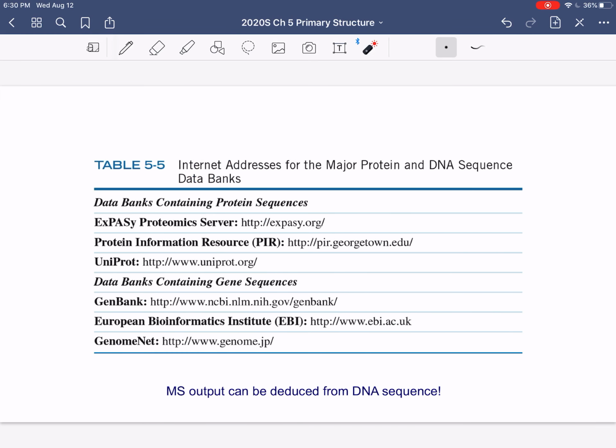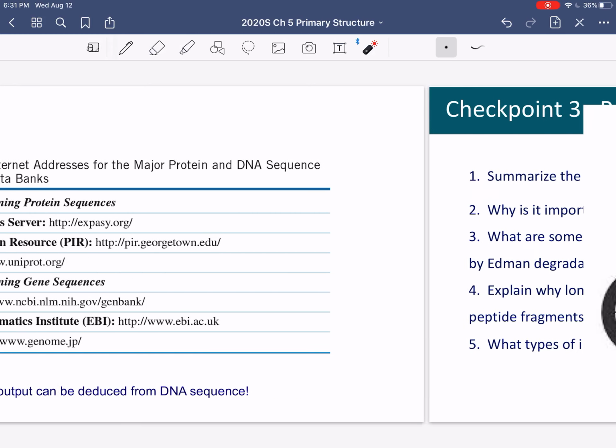And all of this is automated on the mass spec machines themselves, and then you can just look up the data on any one of these protein and DNA sequencing databases, which have lots of other valuable tools as well. So this is really the state of the art, although it keeps changing every day, for analysis of protein and DNA sequencing.